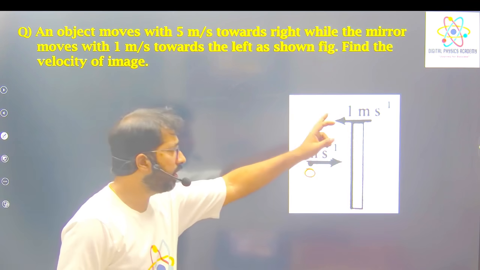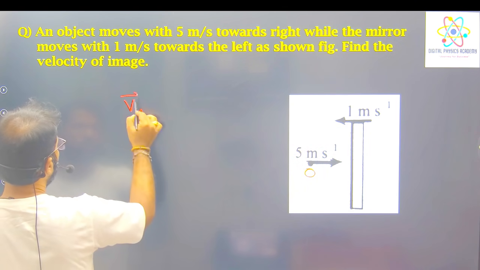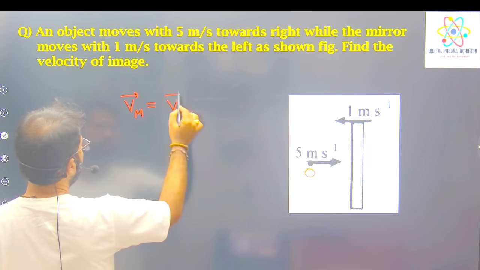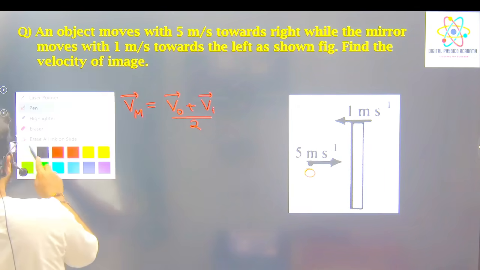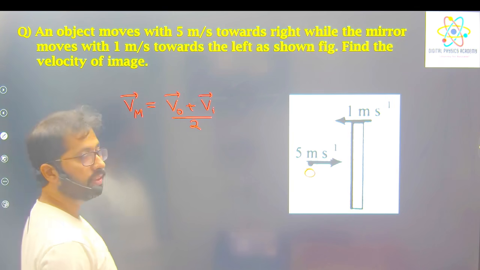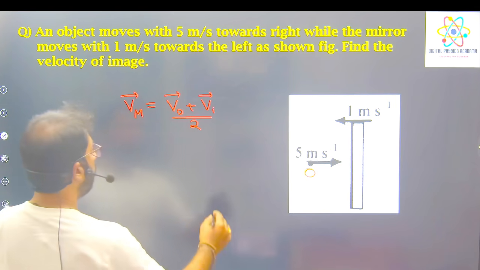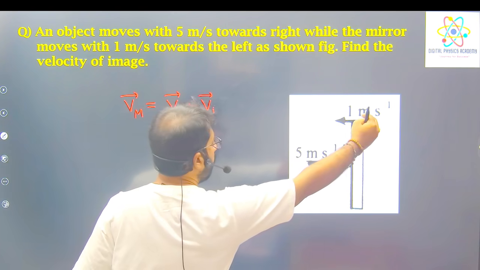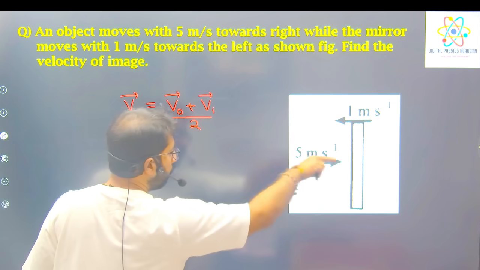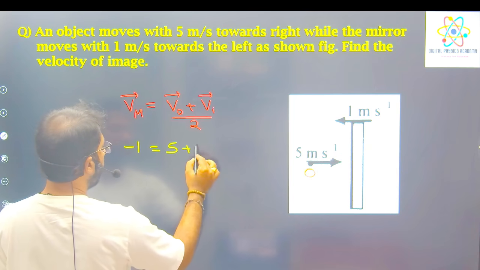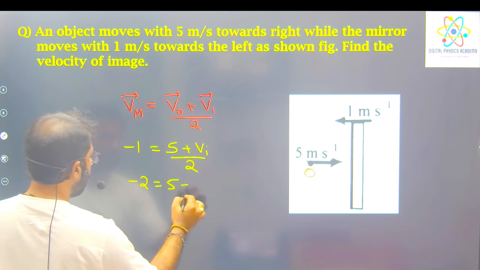Okay. So since the mirror is moving, we have to use the formula Vm is equal to (Vo vector plus Vi vector) by 2. And we have to use the formula with sign conventions. Sign conventions are important. Left side positive, right side negative, right? Now take Vm, the velocity of the mirror is moving left side. It is -1 is equal to Vo, the velocity of the object is moving right side, 5, plus Vi, by 2.